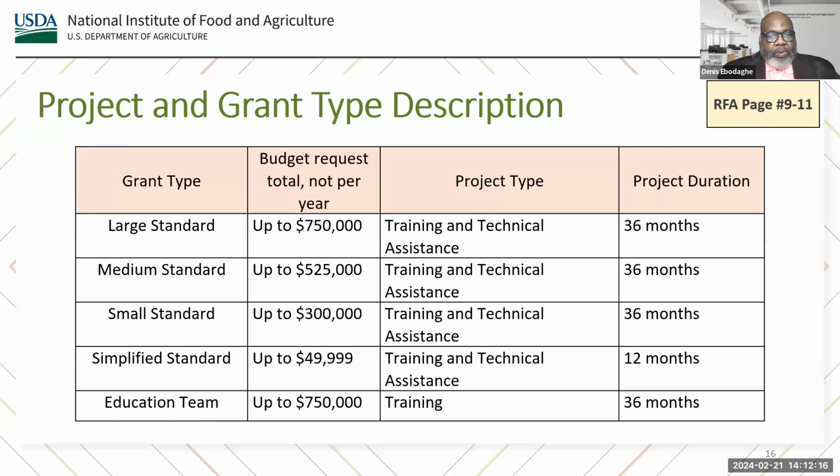If you are a beginner with 3 years or less of experience, we would advise you to apply to the simplified, which is less than $50,000, with a smaller scope of work, a smaller target audience, and a smaller geographic area. But if you have a lot of experience, you can start with the standard. So we have all these breakdowns to assist you in making a choice as to where you want to apply. Other than the simplified, the rest are for 36 months.